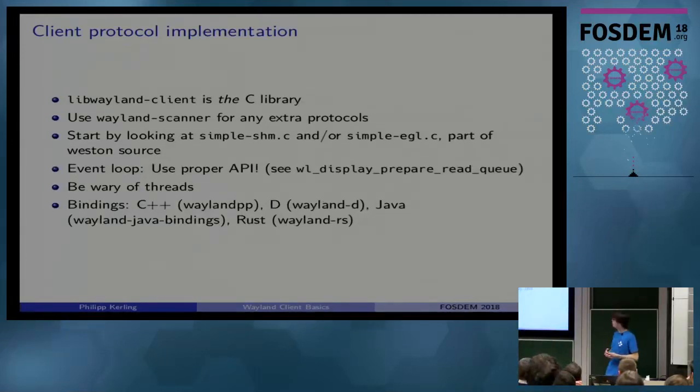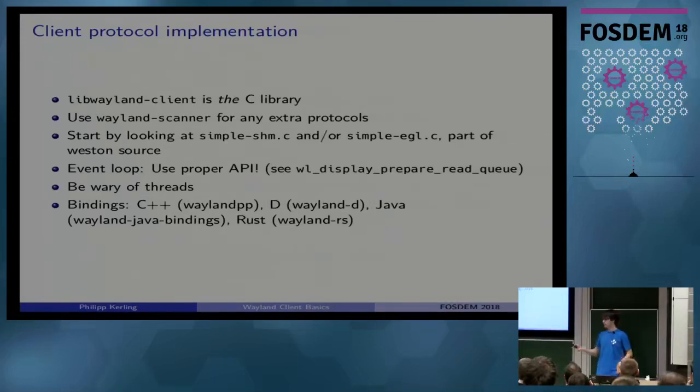And you have to use the executable wayland-scanner for any extra protocols that you might be using, to generate the C code to interface from XML files. If you want to integrate this into your event loop, then you should be taking care to use a proper API. So just see the documentation if you want to do that.